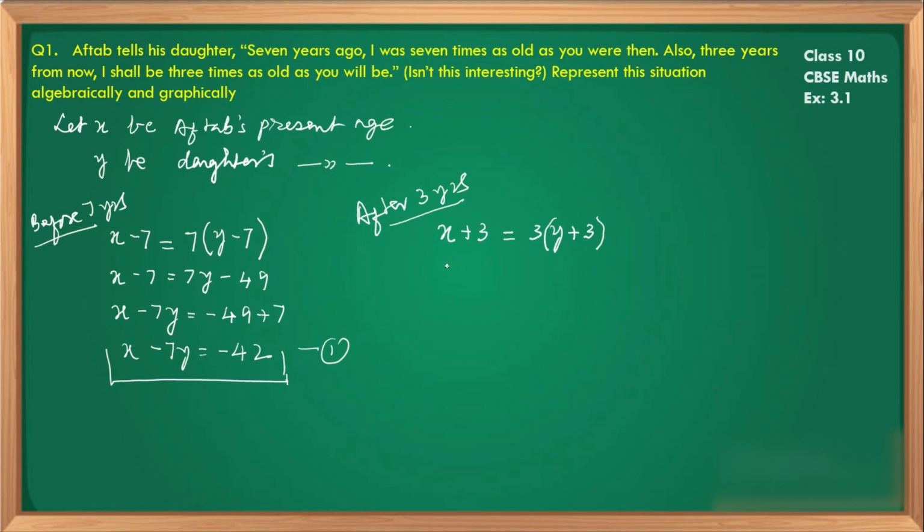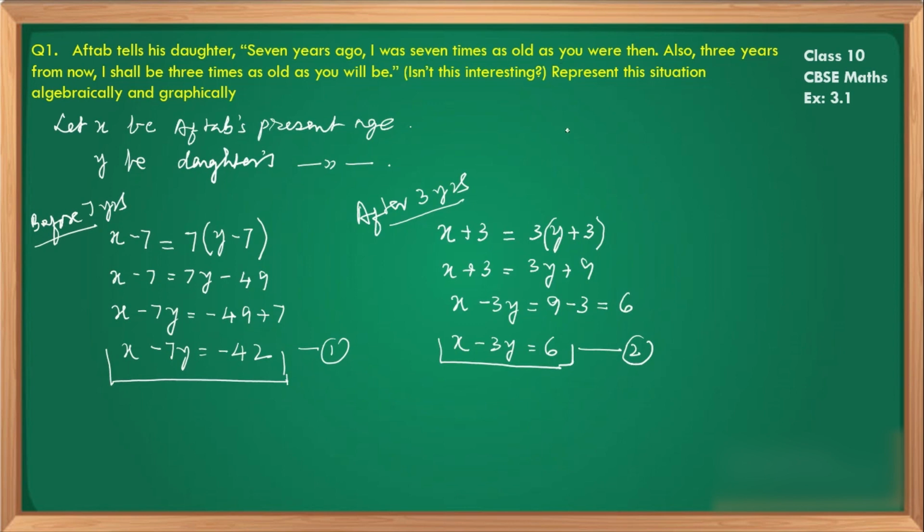Now we simplify. x plus 3 equals 3y plus 9. Now take out variable to one side, that is x minus 3y equals 9 minus 3, and that is equal to 6. x minus 3y is equal to 6. This is another equation, equation number 2. Now with the help of these two equations, we now go for graphical representation.